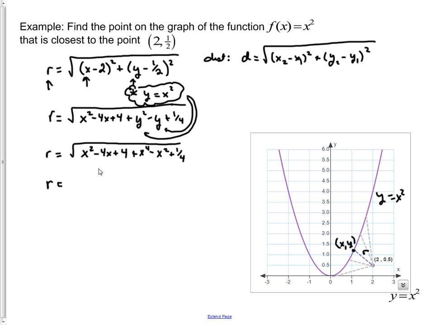R will be equal to, the x squared terms go away. So x squared and x squared, those go away. X to the 4th, well, this is all under the square root. So I've got x to the 4th minus 4x plus 4 plus 1/4. I'm going to combine that together. That's going to become 17/4. If you need to pause this video and work out this algebra for yourself, please do so now.